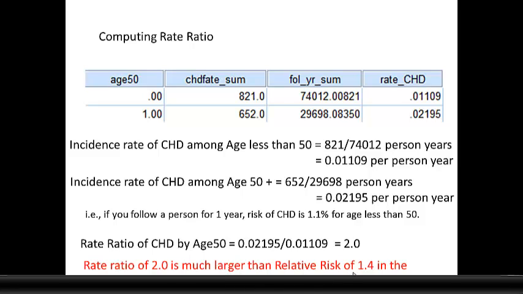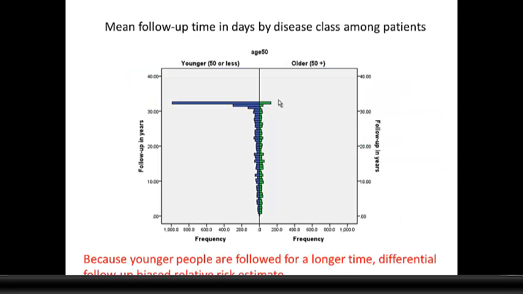Let's think about why the rate ratio is higher than the relative risk. The difference between the two is that one considered time, and the other ignored time. This graph shows the distribution of follow-up time. In the Framingham study, patients were followed for a maximum of 32 years.